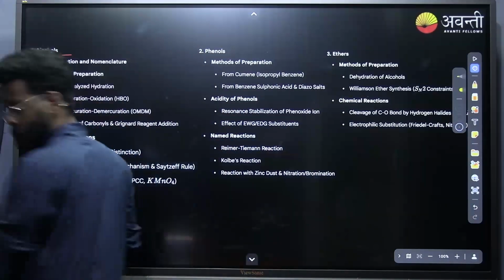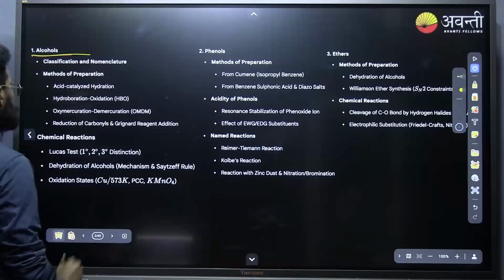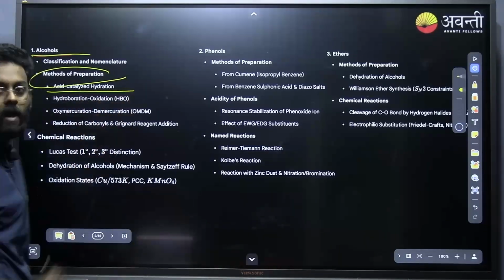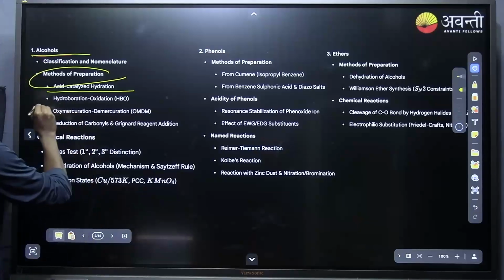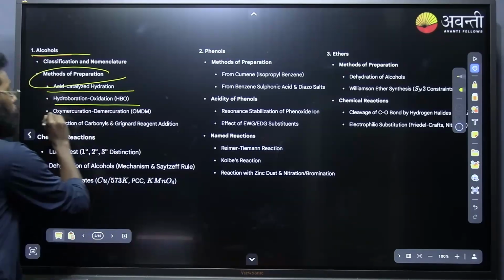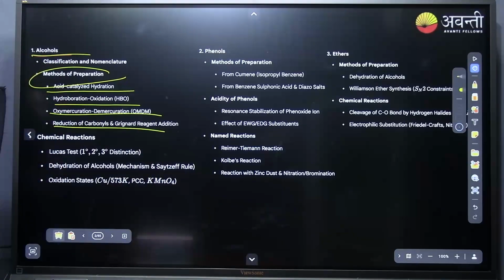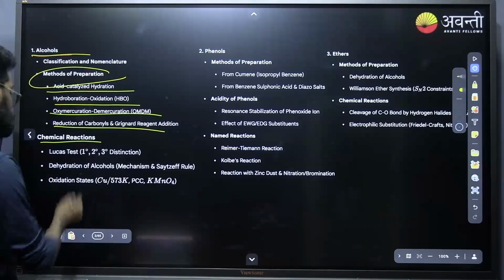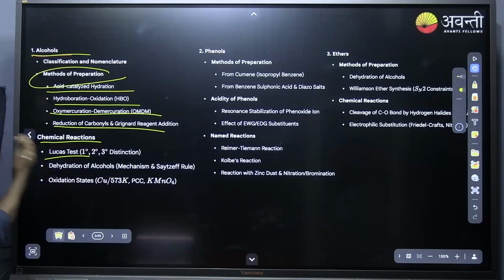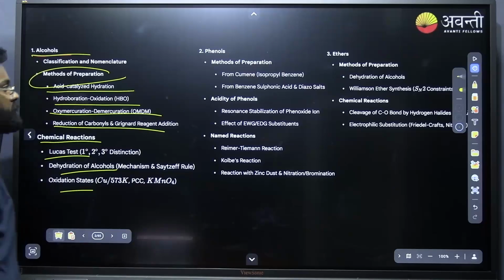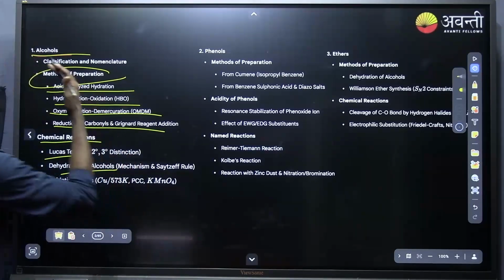The major points we will be discussing in alcohol are the preparation reactions. In that we will be discussing the acid catalyzed hydration, then hydroboration oxidation, oxymercuration demercuration, then the reduction of carbonyls and Grignard reagent, and then come the chemical reactions, that is Lucas test, which we have already discussed in the previous classes, then dehydration of alcohol, then the oxidation states. All these are the points that we will be discussing in the alcohol part.